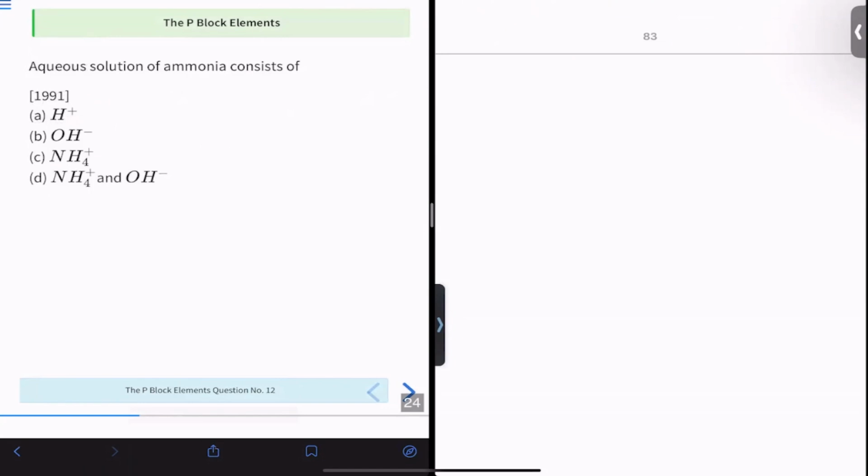So I'll move to question number 12. Question number 12 says, the aqueous solution of ammonia consists of what? How can you form an aqueous solution of ammonia? If ammonia reacts with water, then you can form the aqueous solution of ammonia.